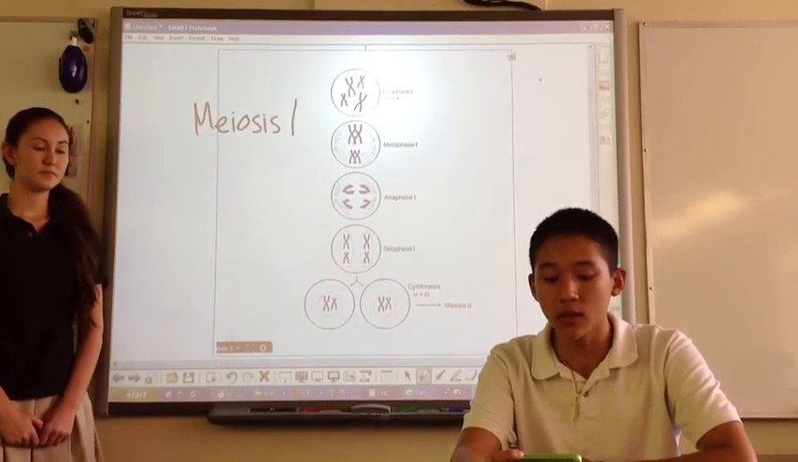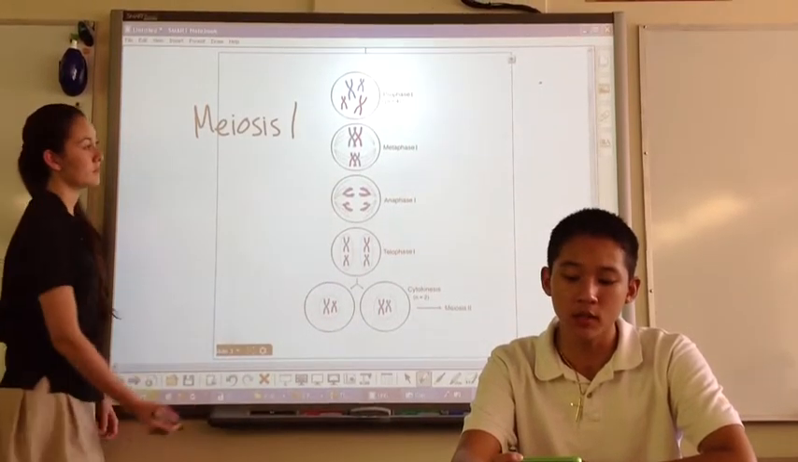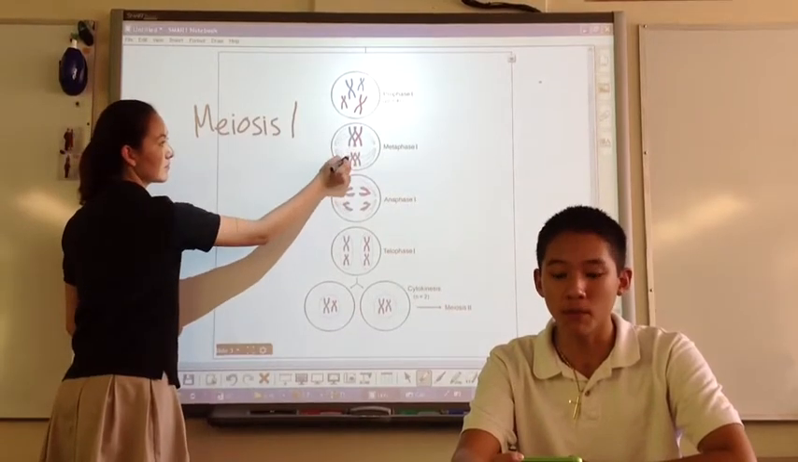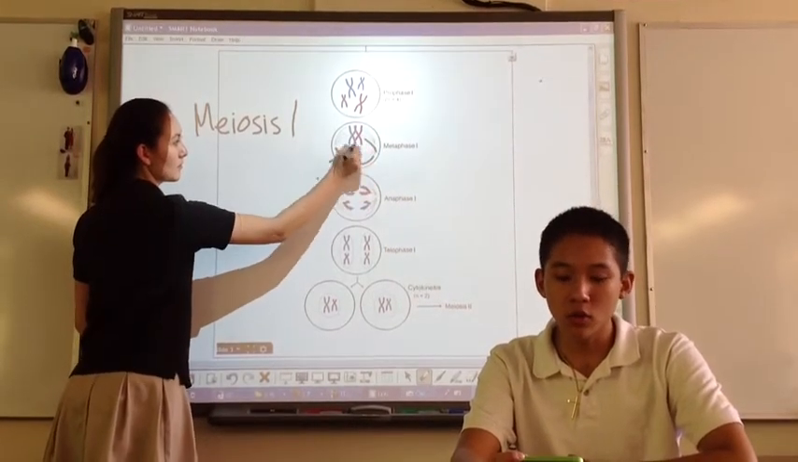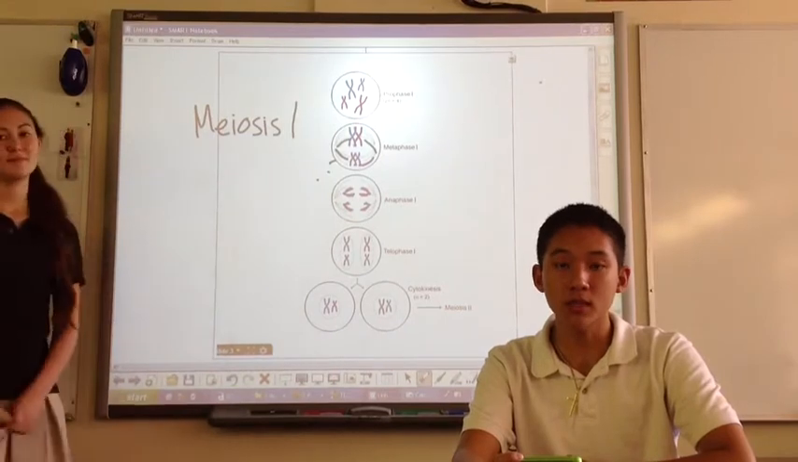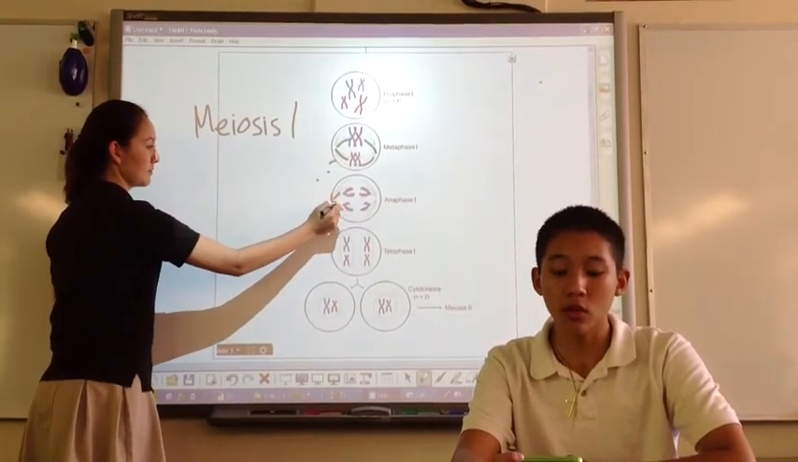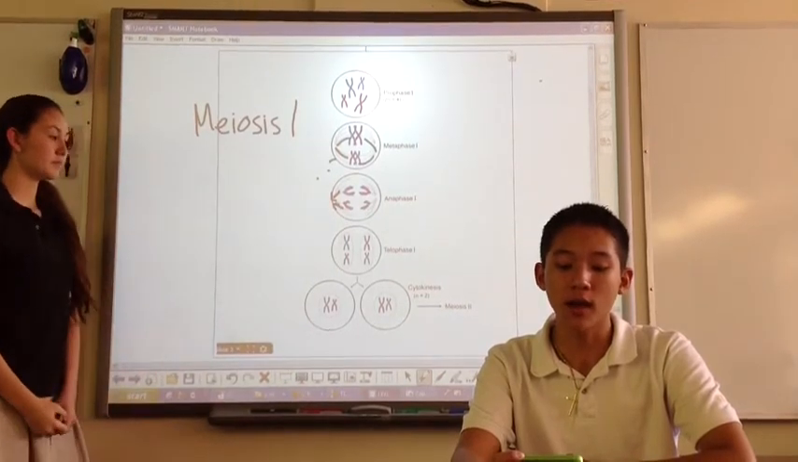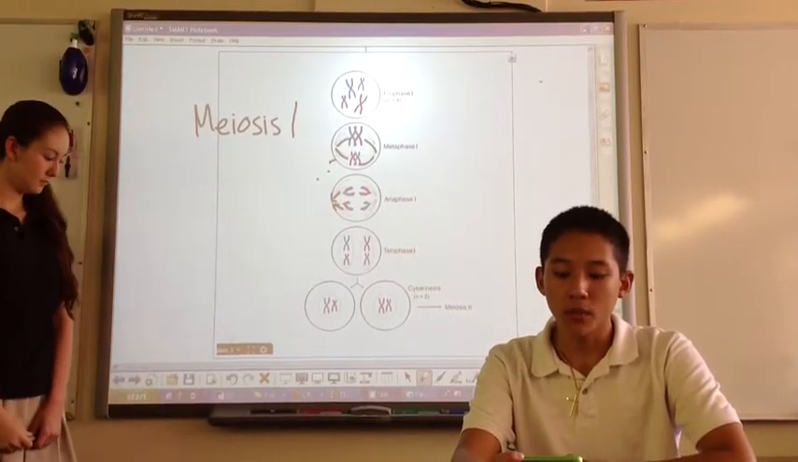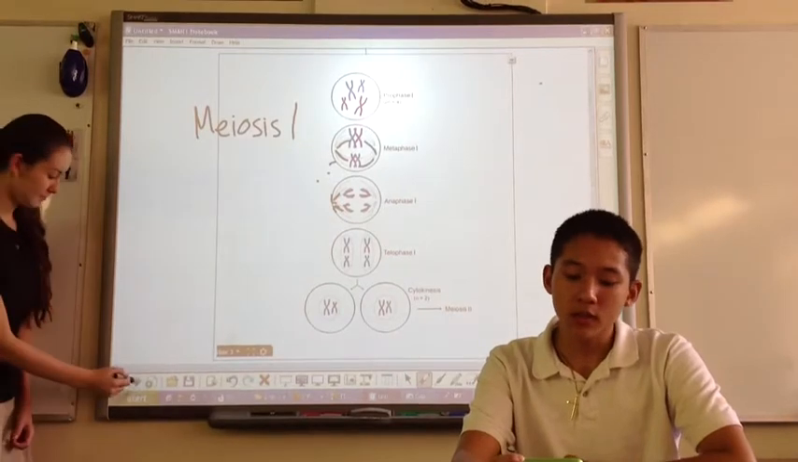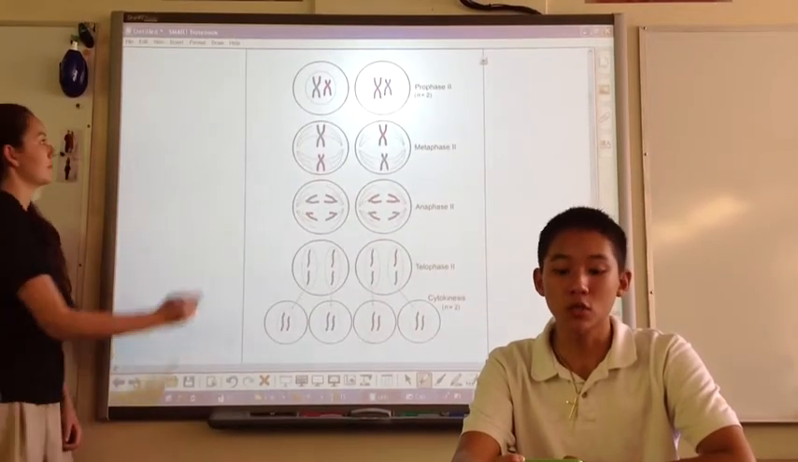Spindle fibers then line the homologous pairs up in the middle of the cell during metaphase 1. The homologous chromosomes are then pulled to opposite sides of the cell. Then, in telophase 1, the chromosomes are gathered into separate nuclei and the cell divides. But the process isn't over. Now the two new cells must go through meiosis 2.